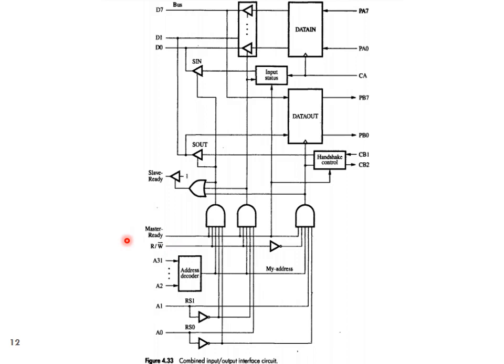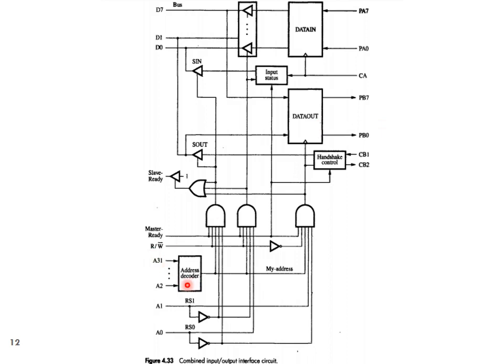The process and the signals remain the same, that is master ready signal, read bar, write bar signal. This signal will be 1 when I am reading the status bits or when I am reading something from the keyboard, and this signal will be 0 when I am writing something to the printer. Then here I have the address decoder.